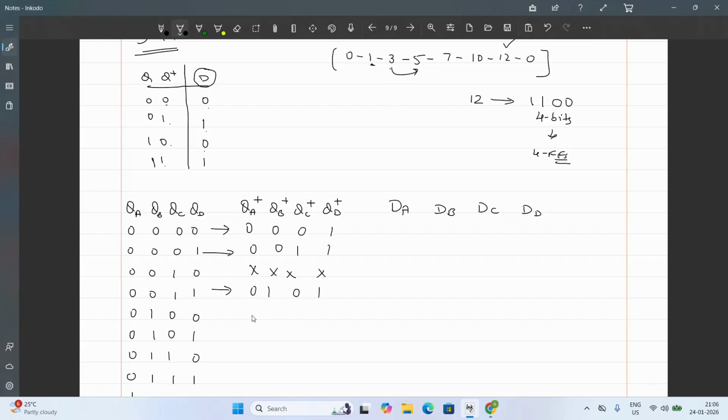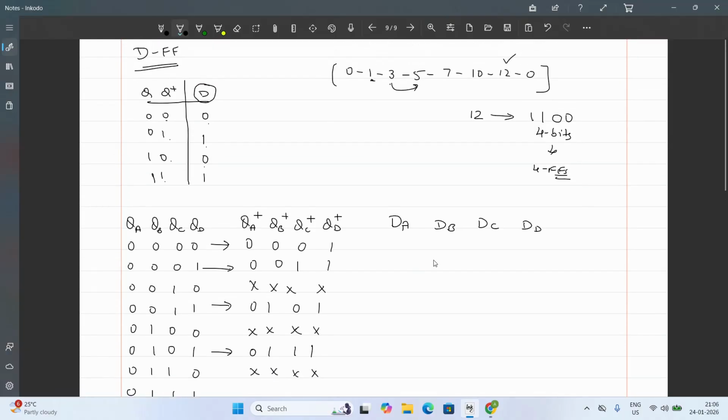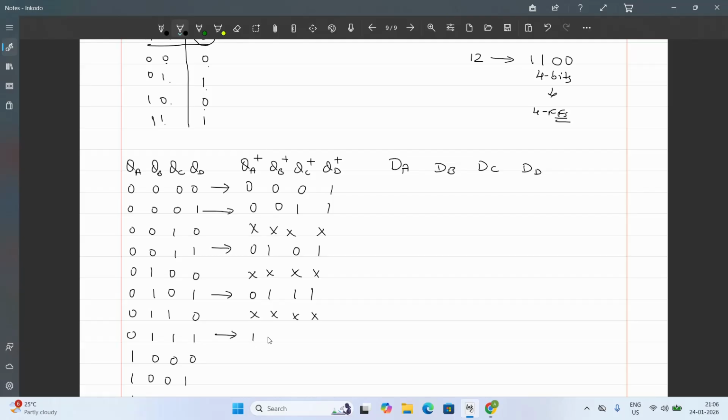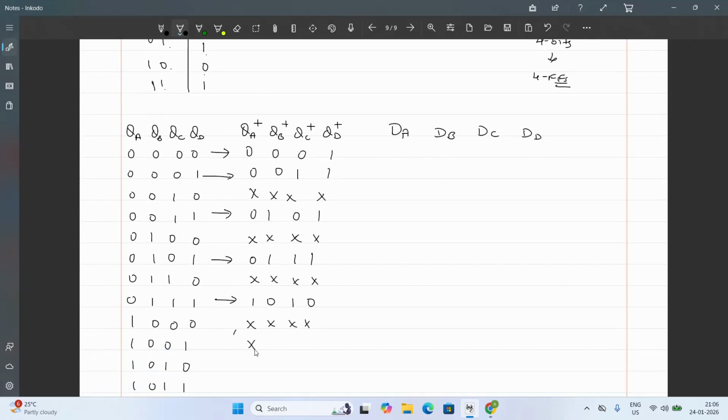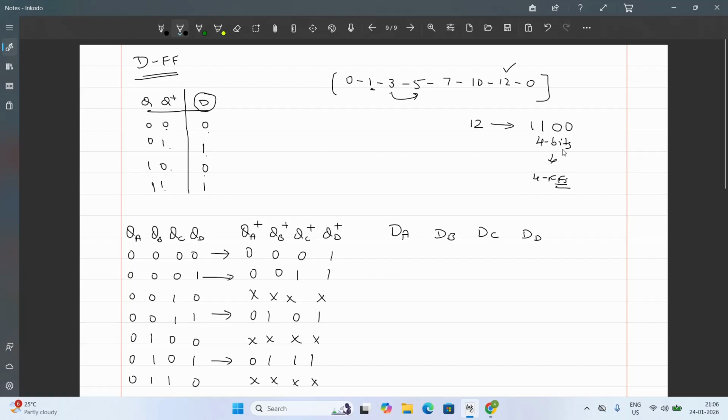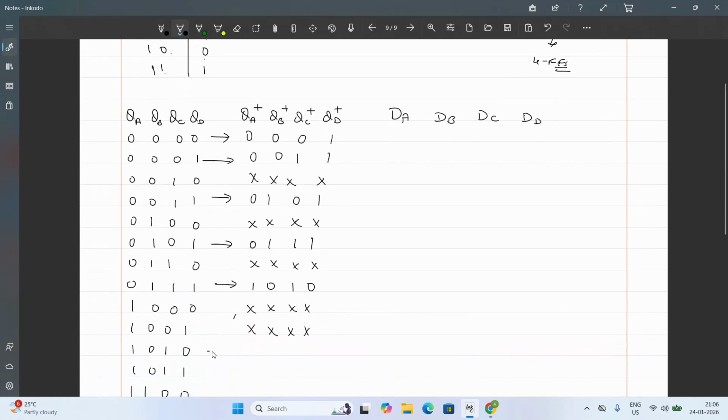If input is 4, 4 is not there in the question. So X. If input is 5, 5 is there in the question. After 5, the number is 7. If it is 5, go to 7. If it is 6, that number is not there. So X. If it is 7, you have to go to 10. 1, 0, 1, 0. Sorry, there is no 8 in the given question, and there is no 9 also in the question. 10 is there. After 10, you are supposed to go to 12.